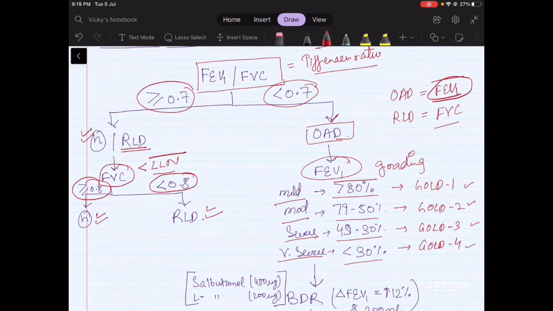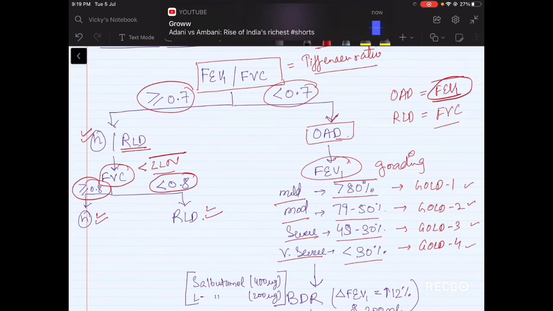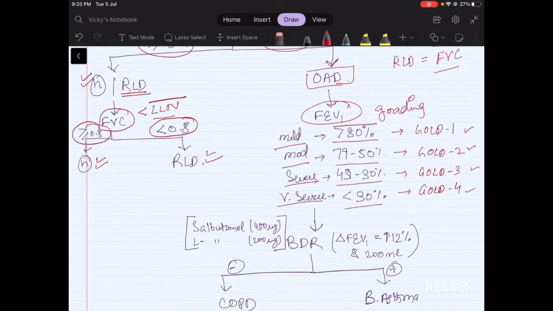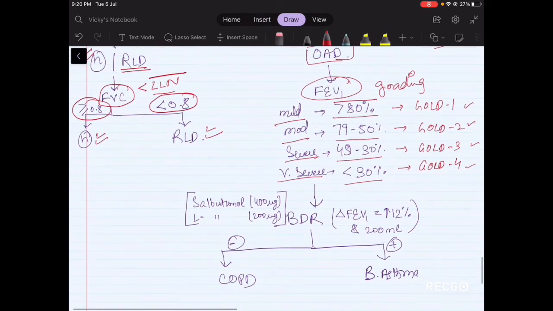Now we have already discussed that bronchodilator reversibility can actually differentiate between bronchial asthma and COPD. So what is this bronchodilator reversibility?